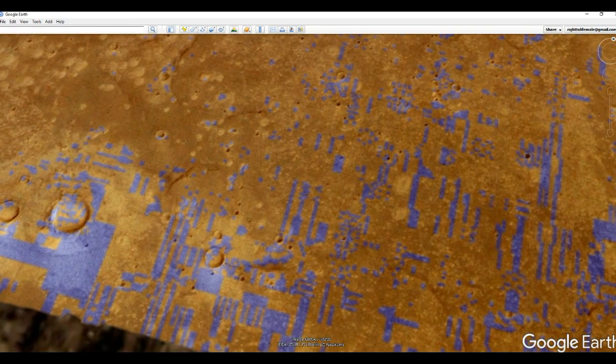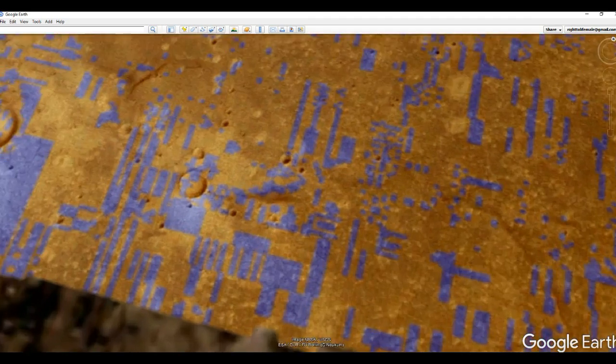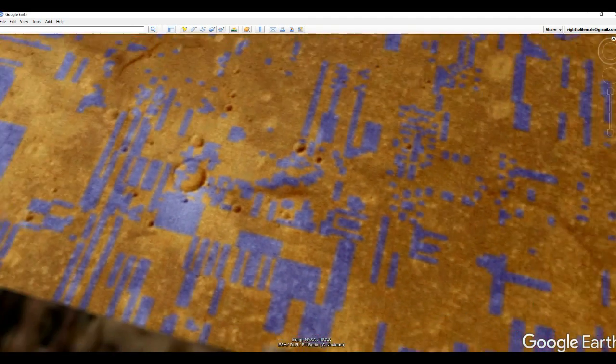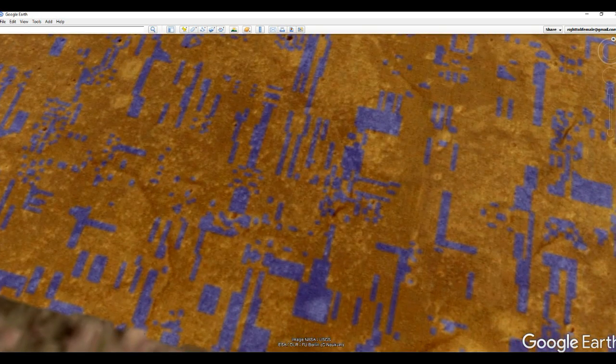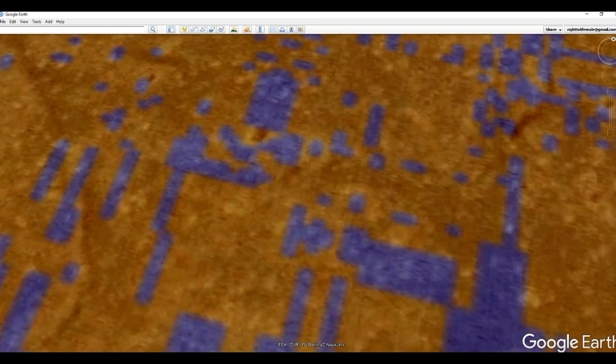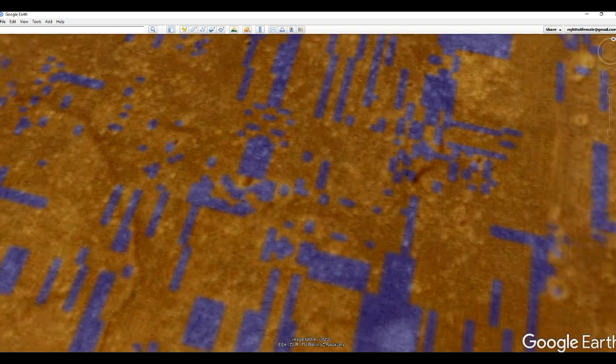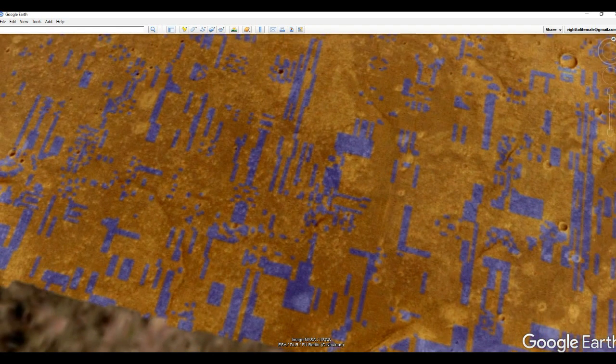Look at these blue areas. All nice and neat, laid out, rectangular areas. Is that beautiful or what? The problem is, what are we looking at? I don't have an answer to this.